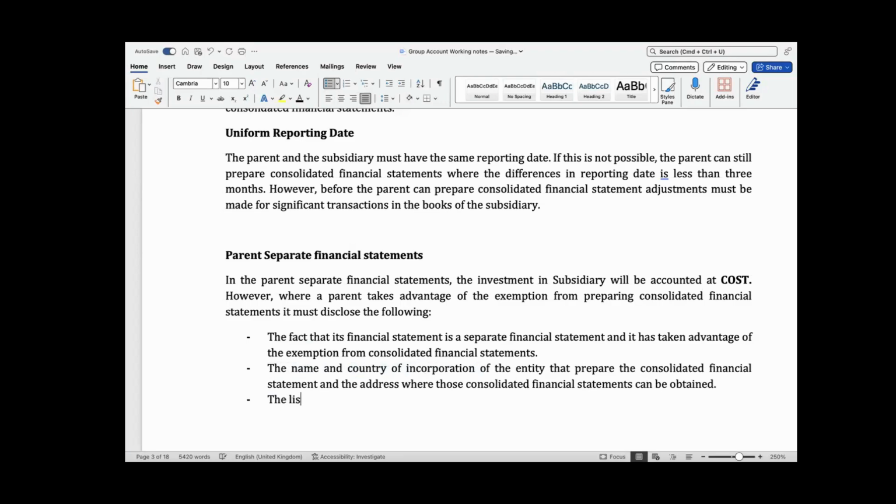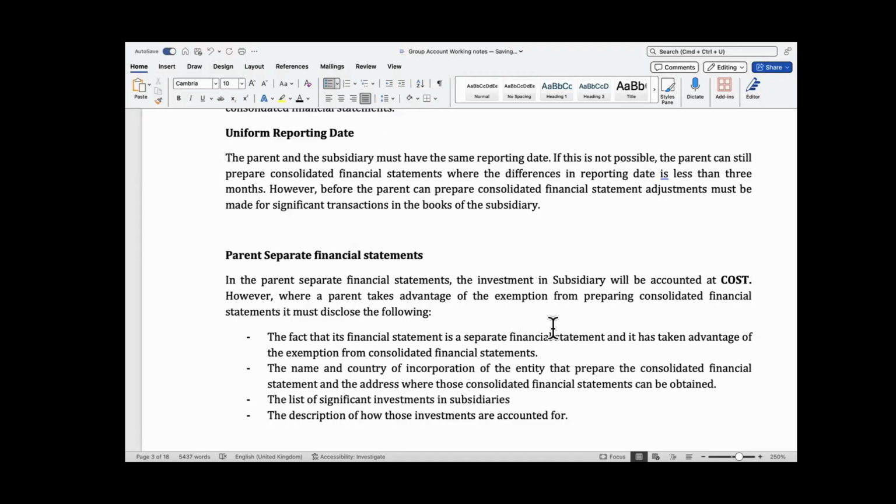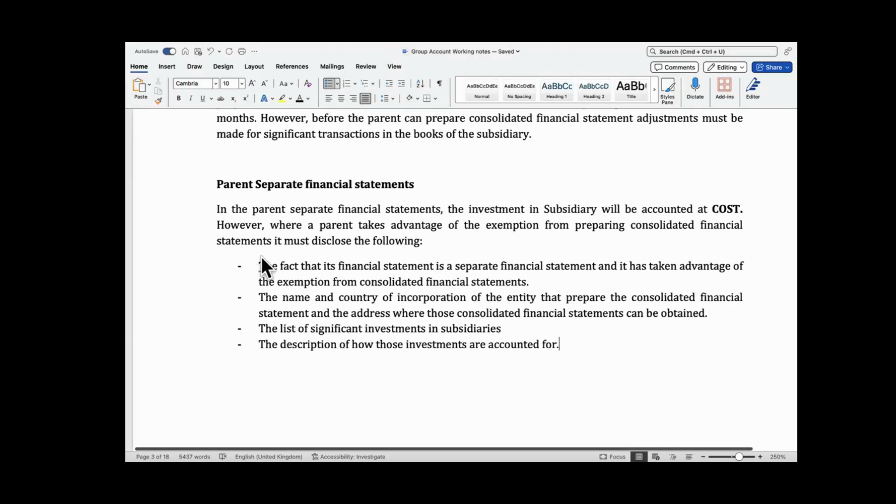Also, the list of significant investments in subsidiaries. You need to tell us all the investments in subsidiary you have made and the description of how those investments are accounted for. You need to tell us how those investments are accounted for. So if you're doing a separate financial statement, all these are required.